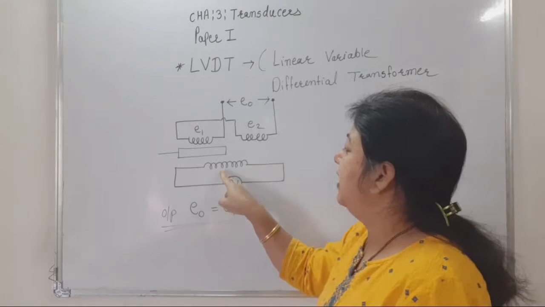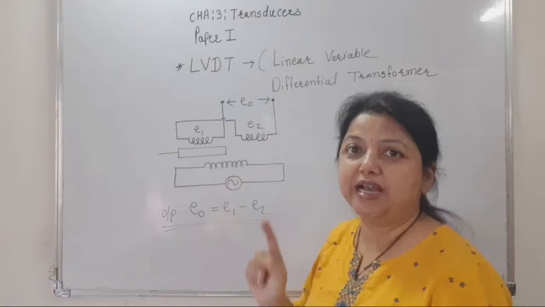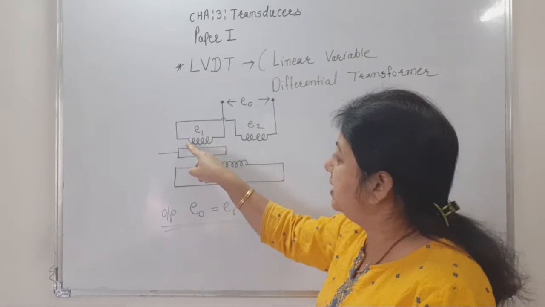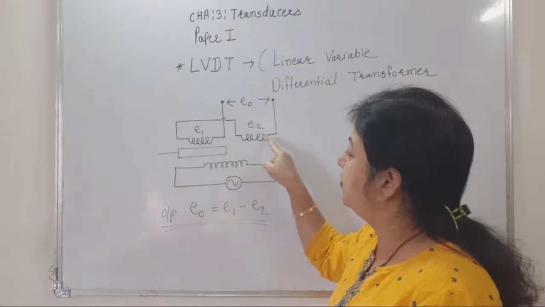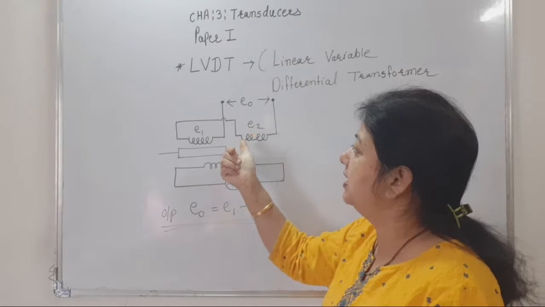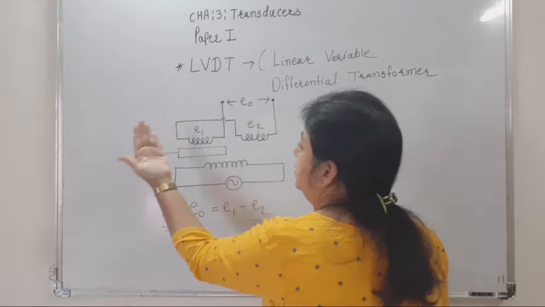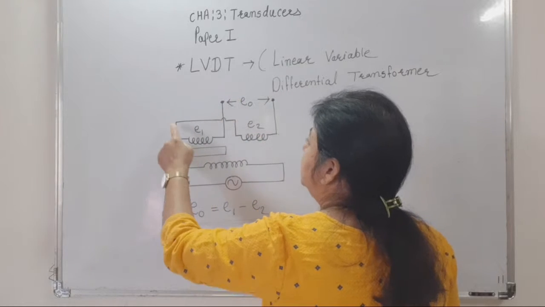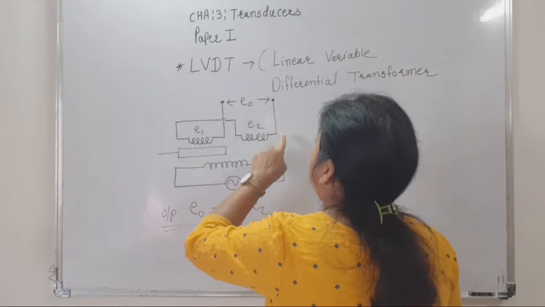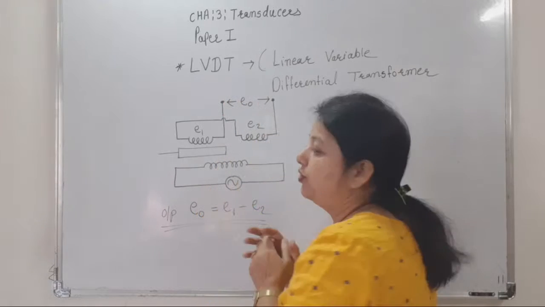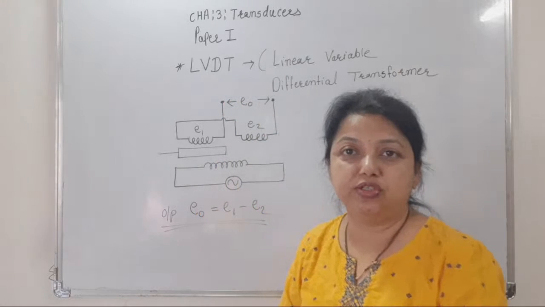Here the primary winding and two secondaries of the transformer. Those two secondaries have an equal number of turns, but they are connected in series opposition. Instead of keeping them like this, the starting end of one and the end of the other are connected, and the output is taken across them. So they are in series opposition.